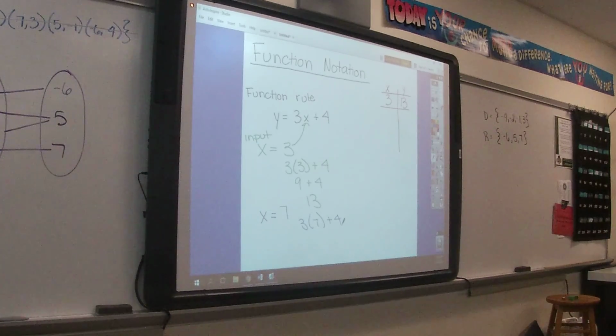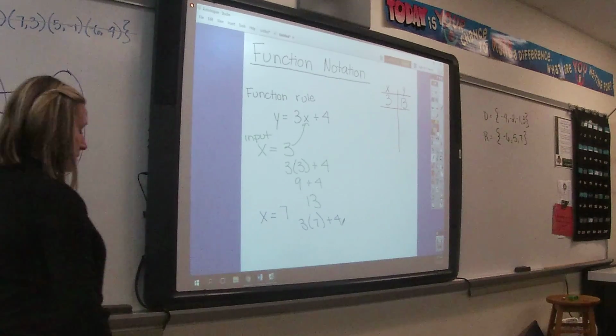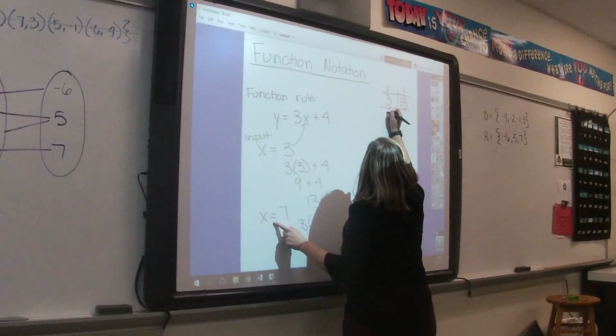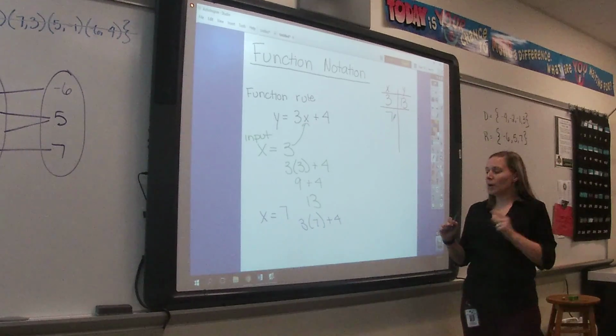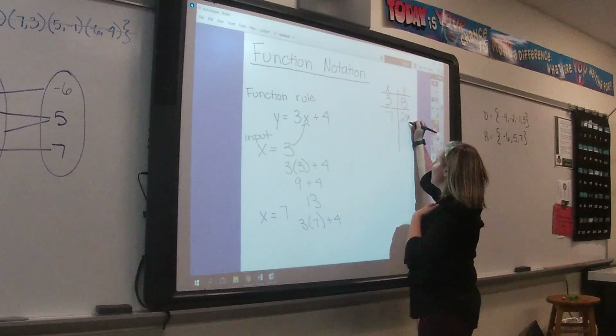Is it y equals 3x plus 4? Well, that's just the equation I made up this time. It's basically whatever the equation is, it's given to us, and you're replacing x. So in this case, the x part would be 7. Okay, so my x value is 7. 3 times 7 is 21, plus 4, 25. 21 plus 4 is 25.